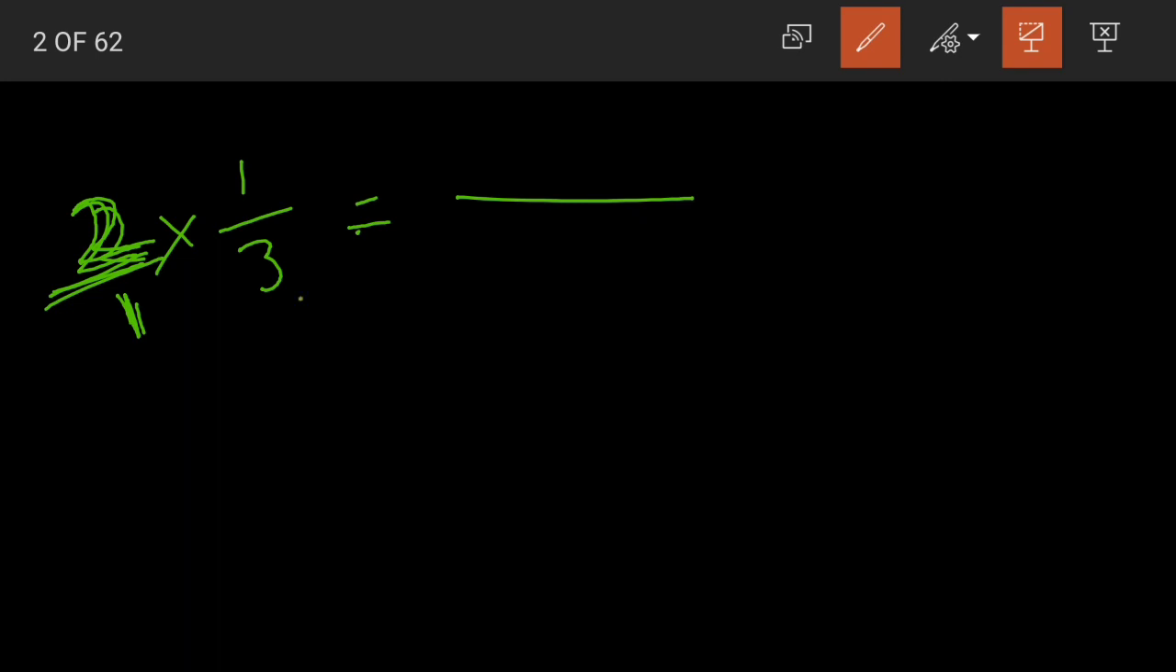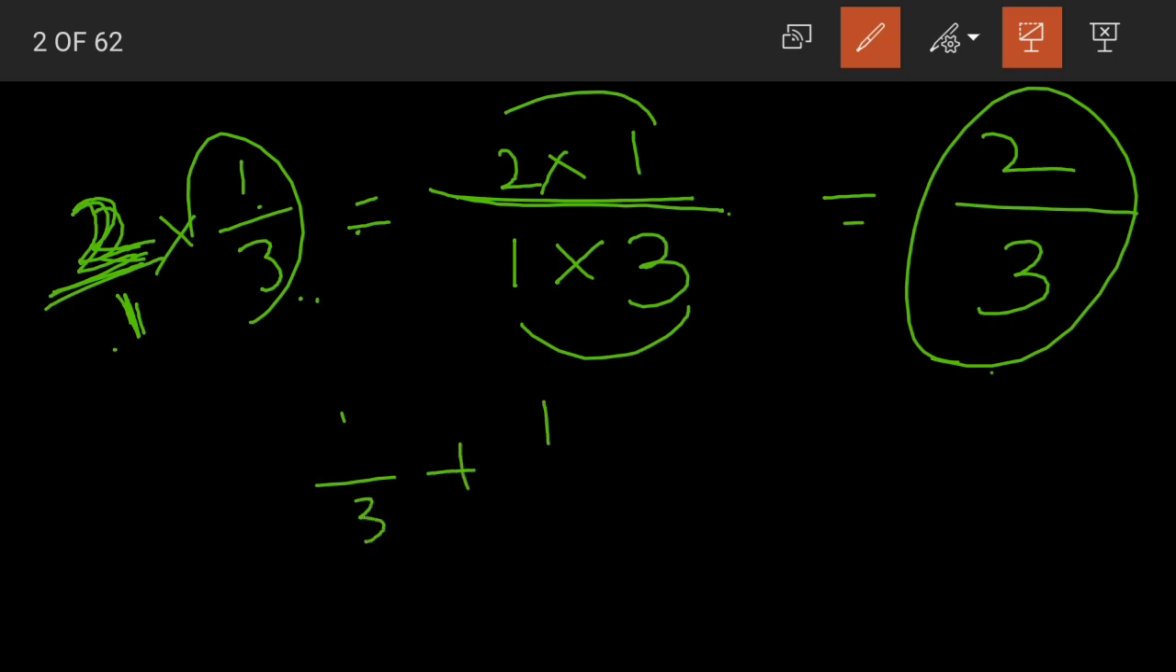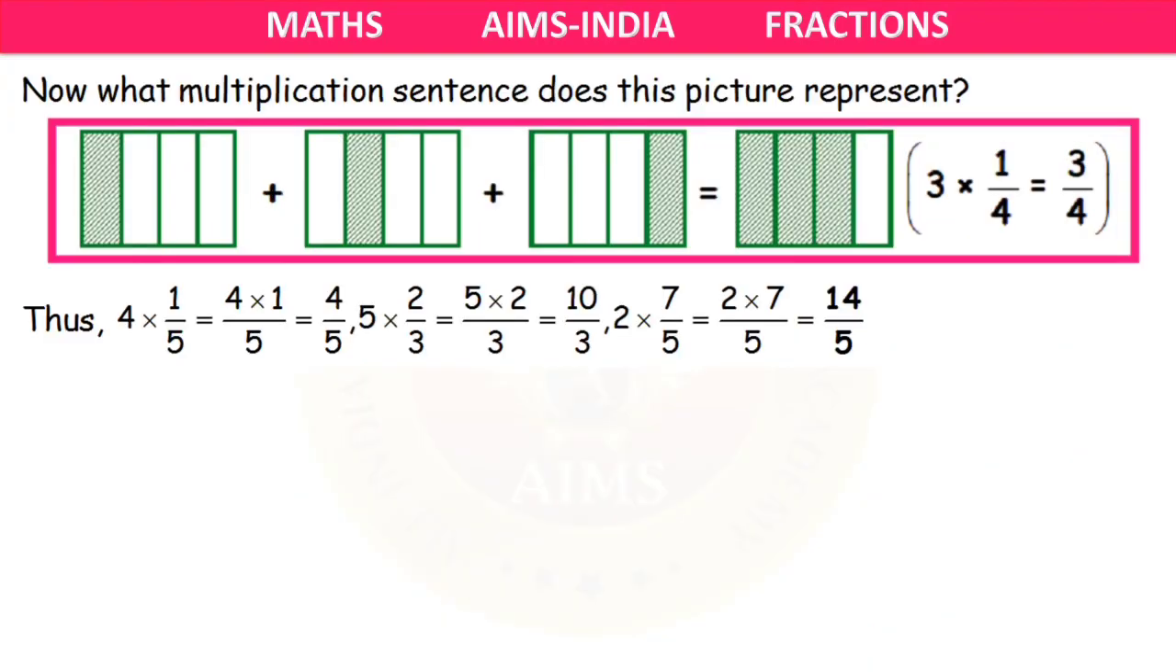Now how do we multiply this? First multiply the numerators. 2 into 1, divided by, then multiply the denominators, 1 into 3. Yes, students, 2 ones are 2, divided by 1 three is 3. We got 2 by 3 as the answer. If we add 1 by 3 plus 1 by 3 we get 2 by 3, or if we simply multiply 2 into 1 by 3 we also get 2 by 3 as our answer. Why? Because multiplication is nothing but repeated addition. Clear, students? Yes. Moving on.